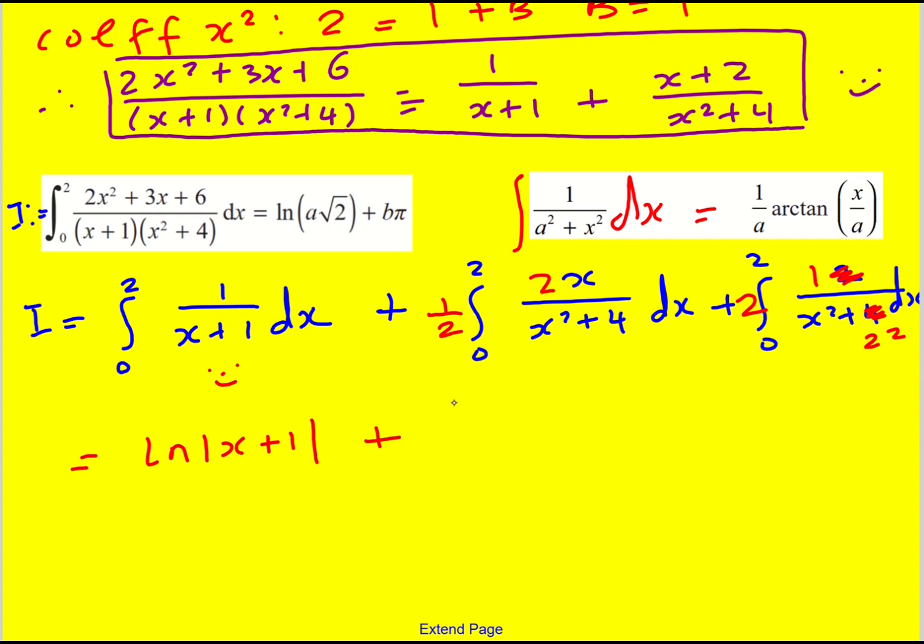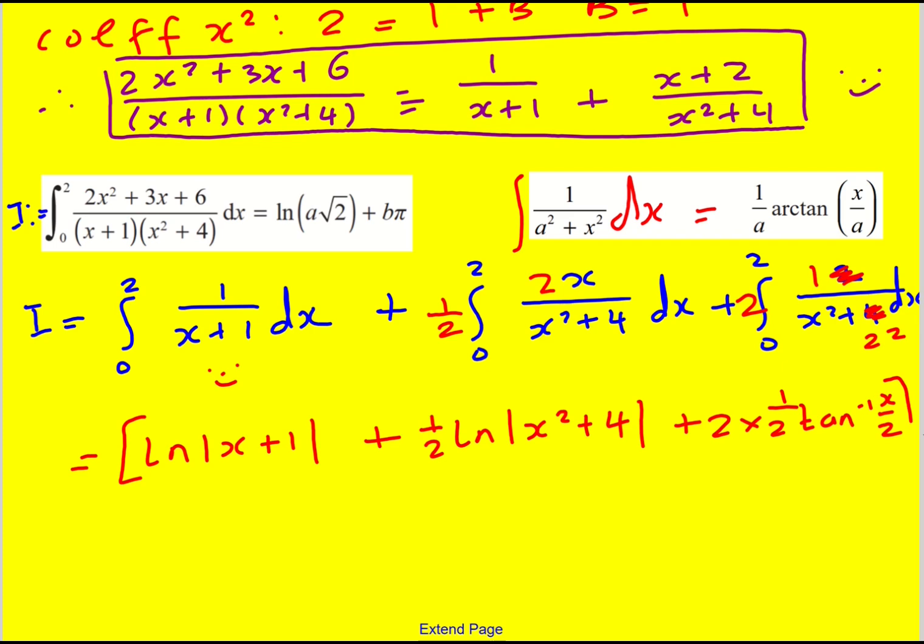And then the next one, this is in the form f dash x over f of x. It will be a half ln of x squared plus 4. Sorted. And the last one is going to be 2 times, right, now it's 1 over 2, tan to the minus 1 of x over 2. And I'm going to bring it back inside, rather than having 3 separate limits, I'm just going to bring it back together now and put a 2 here and a 0 here.